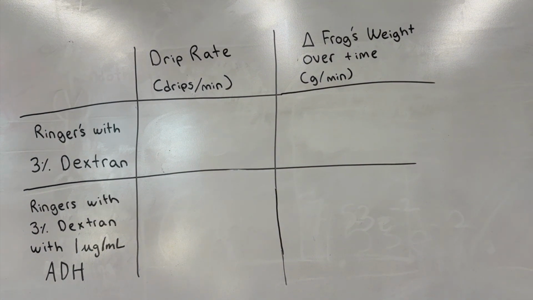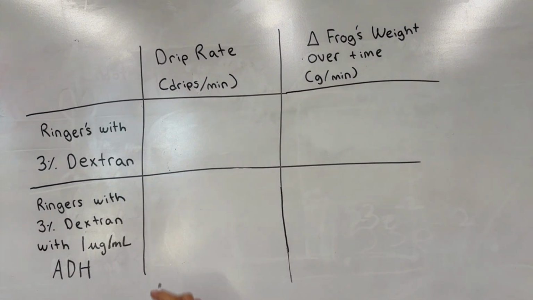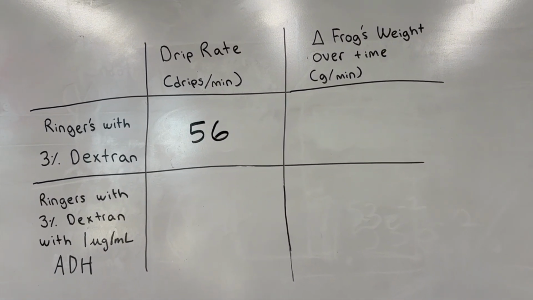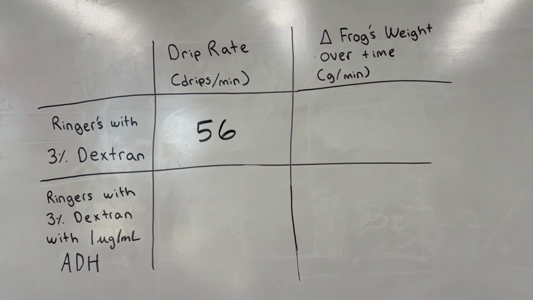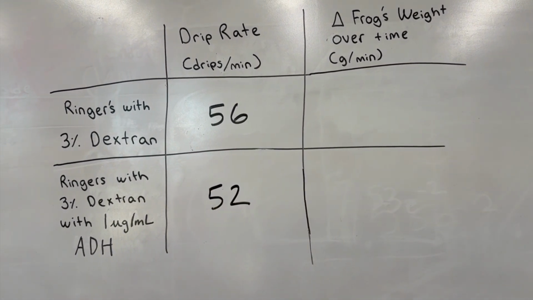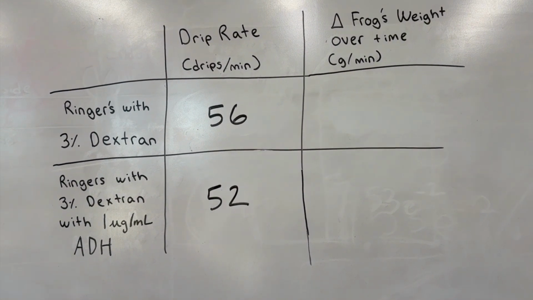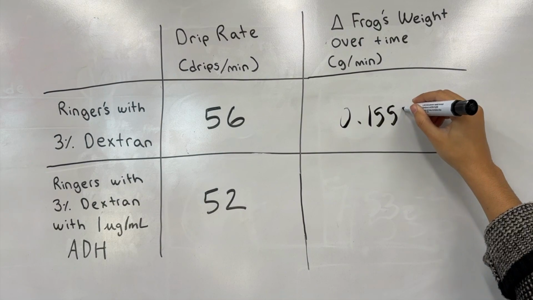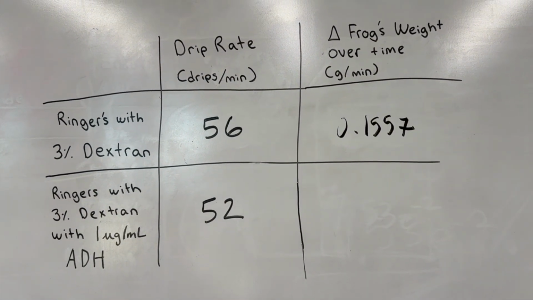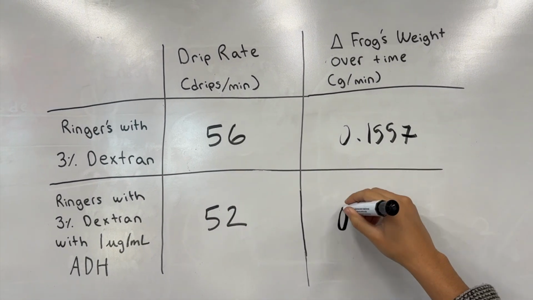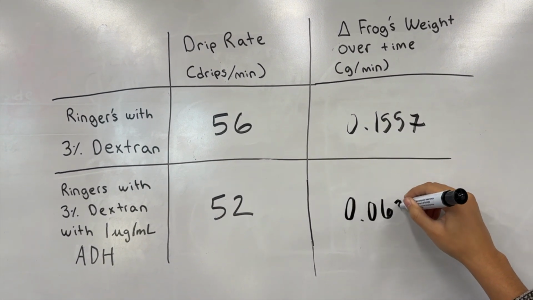The drip rate when Ringer's with 3% dextran was perfused was 56 drips per minute. When 1 microgram per milliliter of ADH was added, the drip rate was 52 drips per minute. The change in frog's weight over time when Ringer's with 3% dextran was perfused was 0.1557 grams per minute. When 1 microgram per milliliter of ADH was added, the change in frog's weight over time was 0.0627 grams per minute.